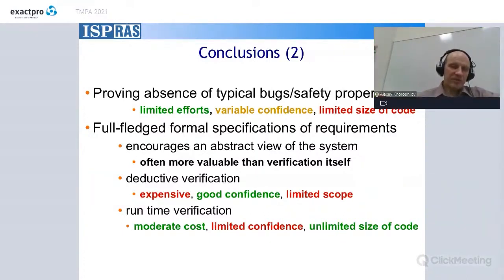When we try to prove the absence of typical bugs and some safety properties, we can do it with reasonable efforts because we don't need to develop specifications manually. And of course, this approach is limited in confidence and limited in the size of code where it can be applied, but at least it can be applied with feasible efforts. If we try to develop a full-fledged formal specification of requirements, that's a very complex task itself.